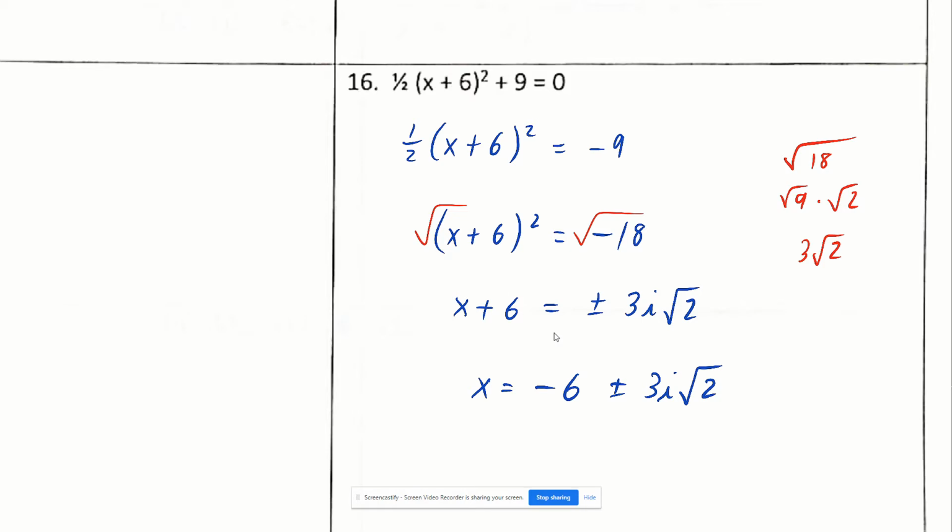Then I subtract that 6 over. And like we wrote complex numbers just a minute ago above, you put your real part first. That's the negative 6. You put your imaginary part next. That's the 3i square root 2. And it's plus or minus. So it's two complex solutions: negative 6 plus 3i square root 2 and negative 6 minus 3i square root 2.